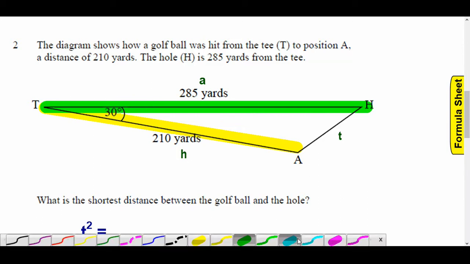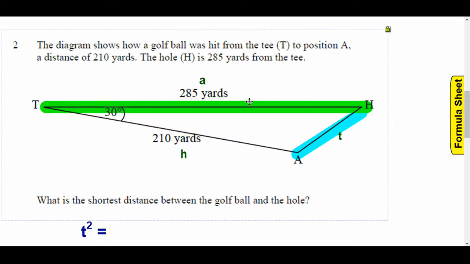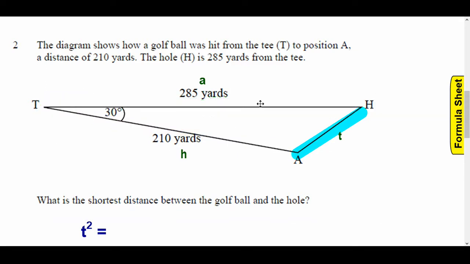Now your job is basically to work out the shortest distance between the golf ball, which is here, and the hole here. So it's that distance there. Now they've got capital letters for their angles, which is absolutely fine. It's always good to draw these diagrams out. You would fill in the side lengths, so the small letters. So it's small t diagonally opposite capital T, small h diagonally opposite capital H, and small a diagonally opposite capital A.